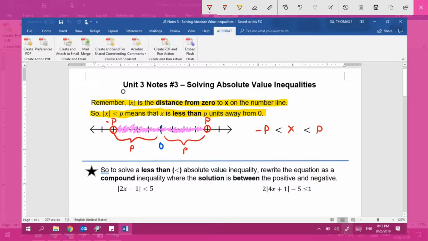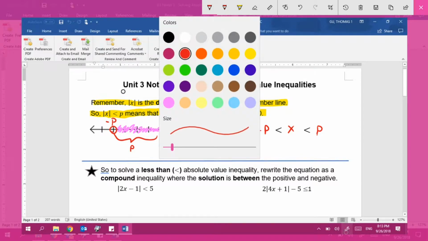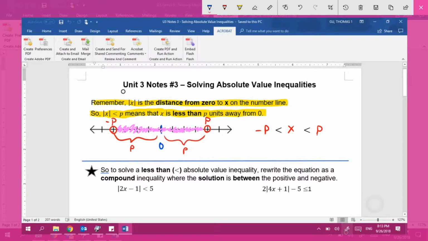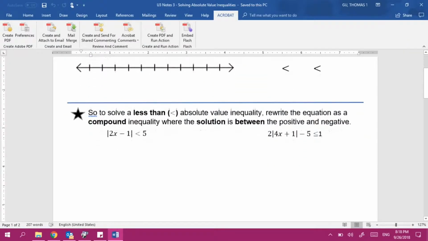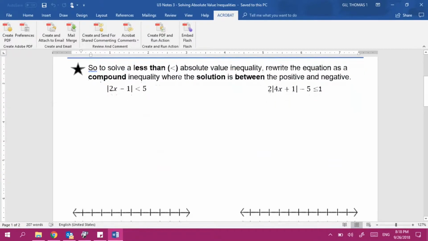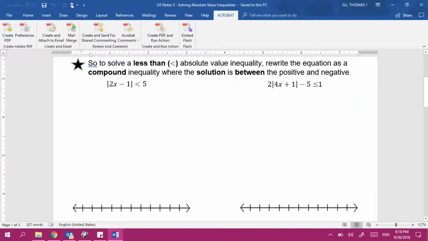Positive p. Okay, and if we're going to write this out as an expression with words, the way we'd write this is x is greater than negative p, and, let me put this in caps, this is very important, this is an AND situation, and x is less than positive p over here. All right, so let's take a look at how we're actually going to solve absolute value inequalities and how we would graph our solutions.